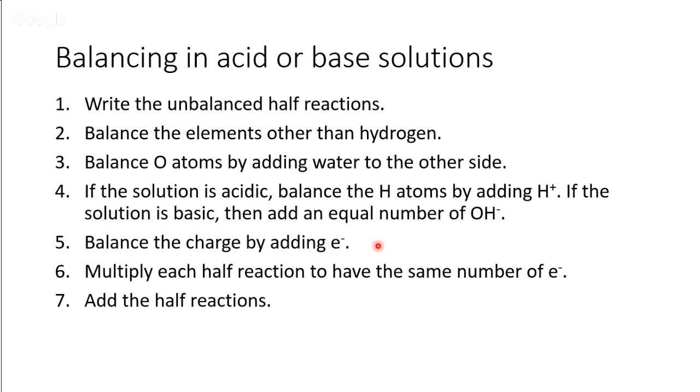In the next step, we balance the charge by adding electrons. In the next step, we'll make sure we have the same number of electrons in each half reaction, and then we'll add the half reactions. So let's look at an example.